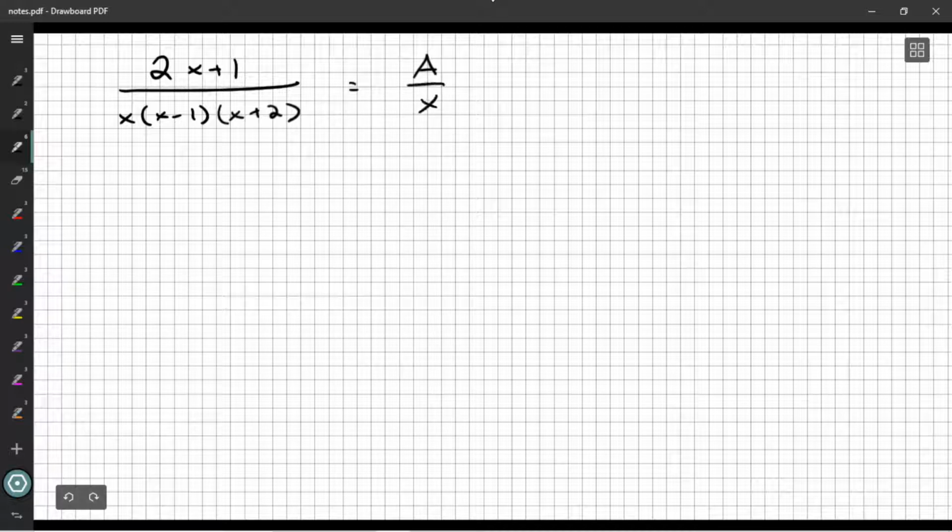So we'll say that must be equal. Here's our partial fractions: A over x, B over x - 1, and we'll go C over x + 2. Okay, fantastic. So now what do we do?